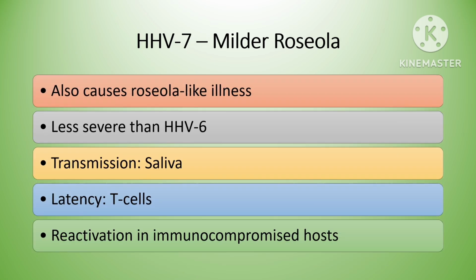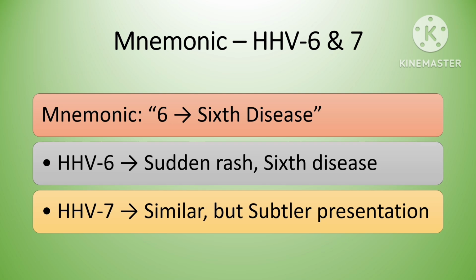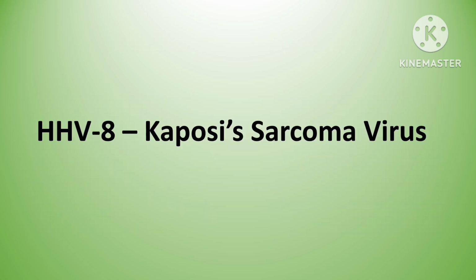HHV-7 infects children slightly later, usually 1 to 5 years of age, and can also cause a similar but milder roseola-like illness. Both the viruses spread through saliva and remain latent in T cells. HHV-6 can reactivate, especially in immunocompromised individuals, while HHV-7 reactivation is less common.